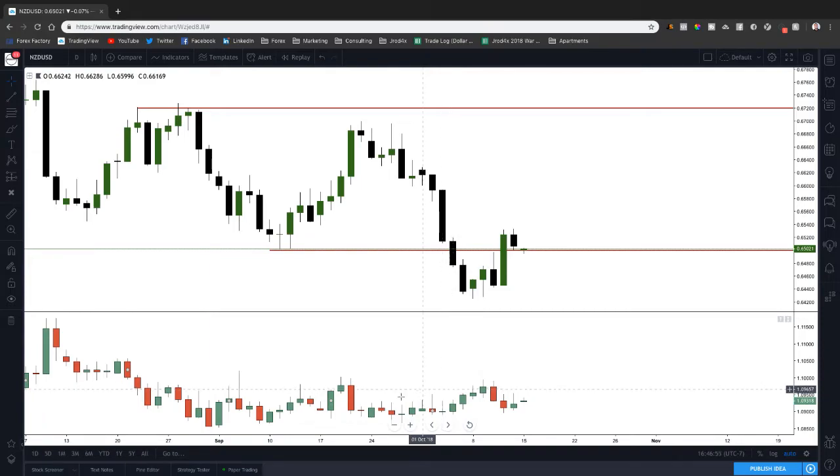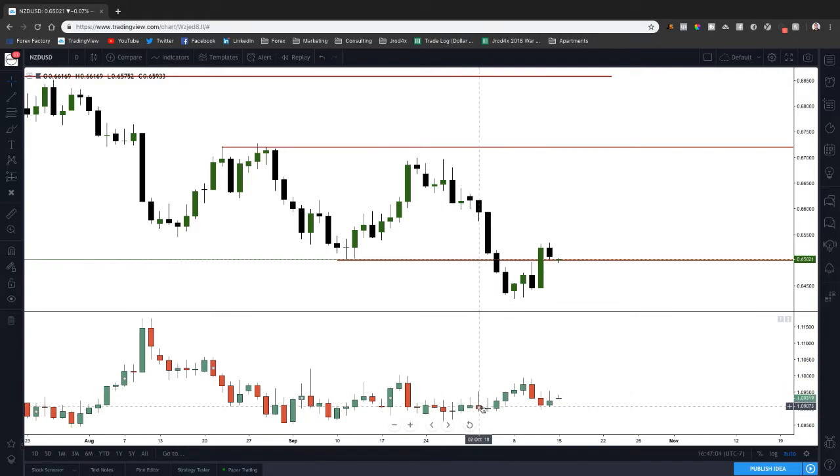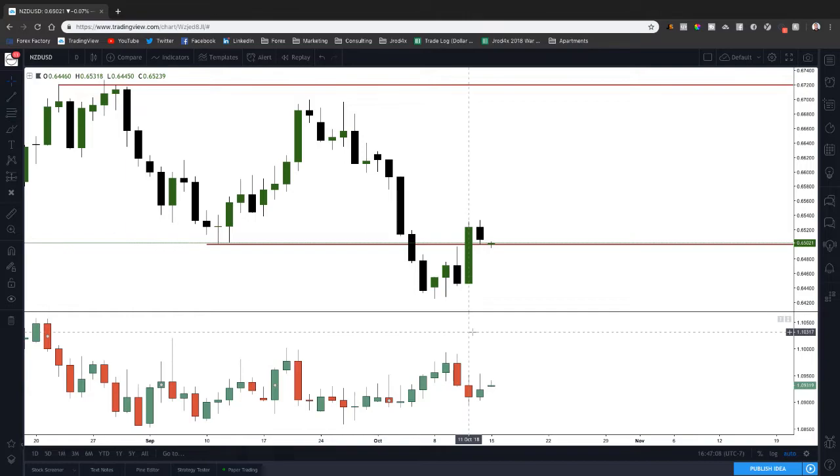So on the bottom, we've got AUD NZD. On the top, we've got NZD USD. If you look at this pair here, what is NZD USD doing?